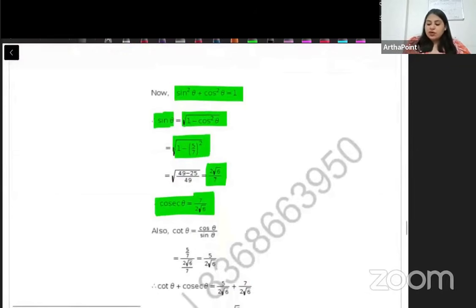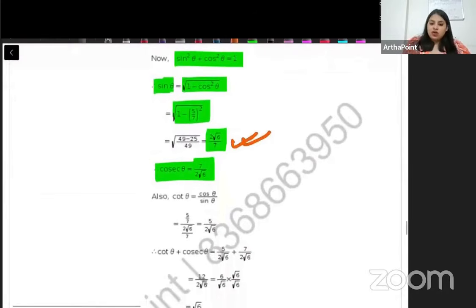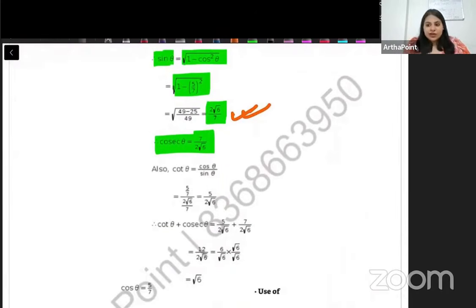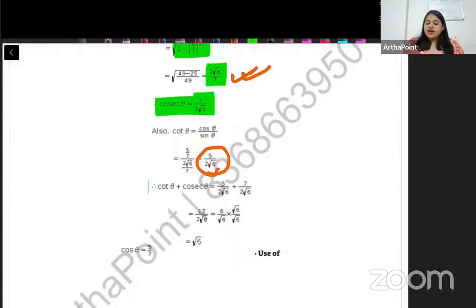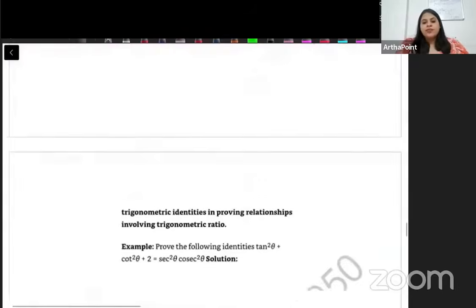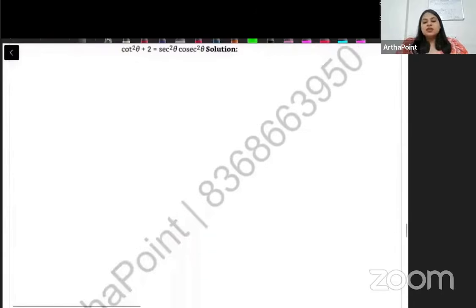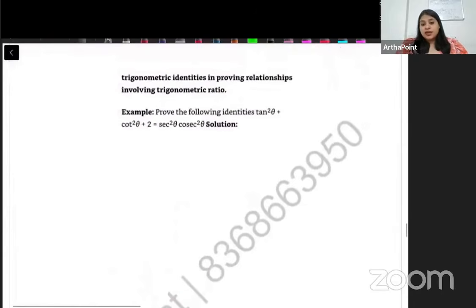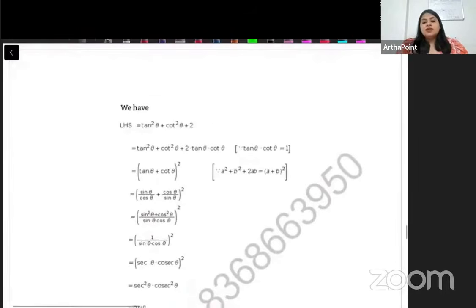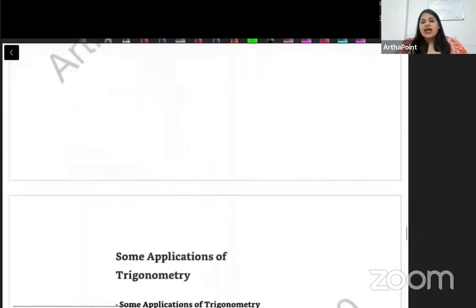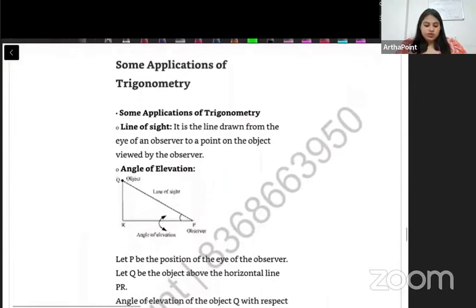So I have found out sine theta. I know cos theta. If I find the ratio of the two, I will get cot theta. So I know cot theta. I know cosec theta. So therefore, I can go ahead and I can find cot theta plus cosec theta also. Very simple. So this is the kind of questions that can come in exam. I am just telling you the identities and you can go ahead and do those questions.